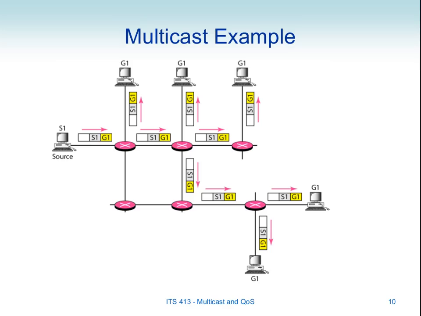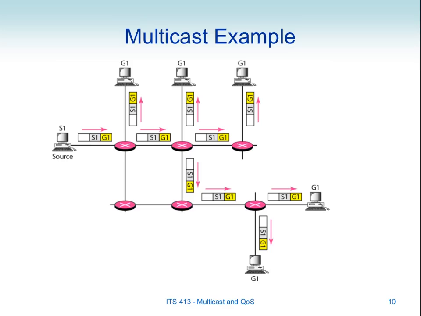So if they're all part of a group, group one in this case, there are other hosts in this internet. These are routers. There are many other hosts. But the ones shown here are all part of a particular multicast group, group one. Then the idea is that the source sends one copy of the packet. Source address, S1. It's coming from S1. Destination, G1. G1 is a multicast group address.